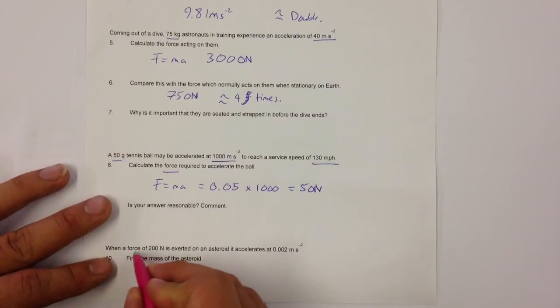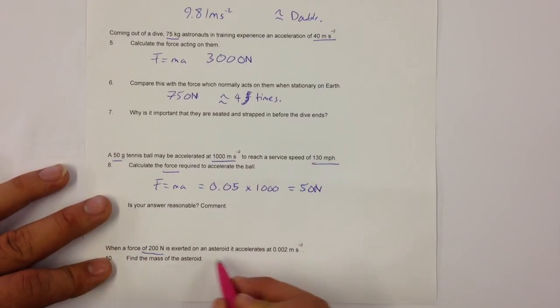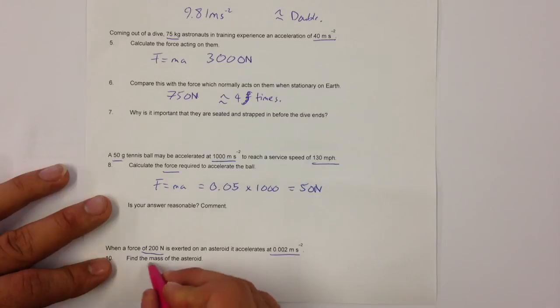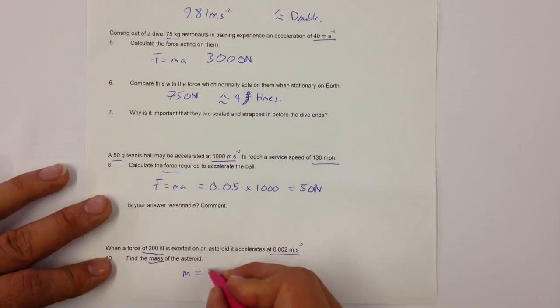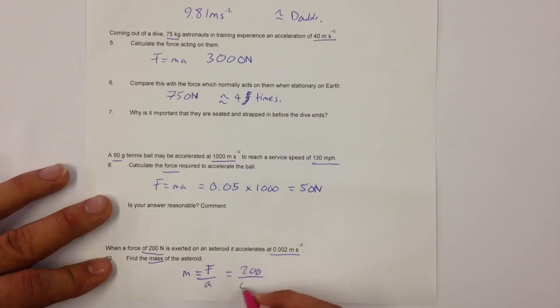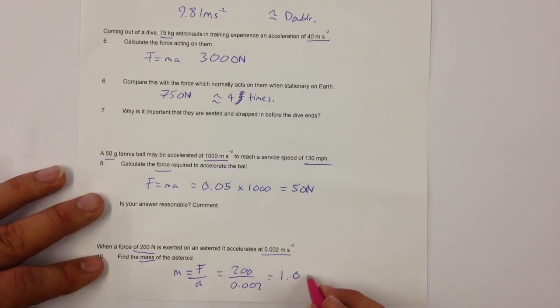And the final one: when a force of 200 newtons is exerted on an asteroid, it accelerates at 0.002 meters per second squared. Find the mass of the asteroid. So this time we rearrange F equals ma again, this time to give us m equals F over a. So we will have 200 divided by 0.002, which gives us an answer of 1.0 times 10 to the 5 kilograms. Make sure you get your units right for mass.